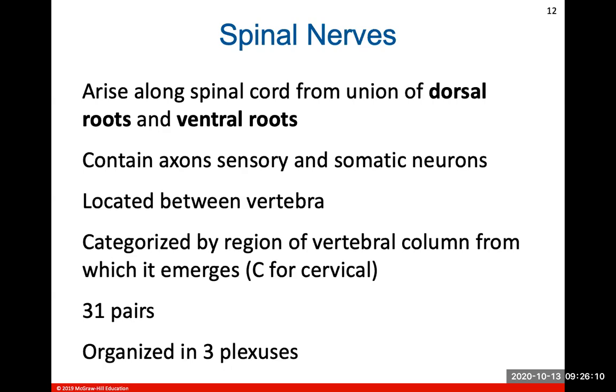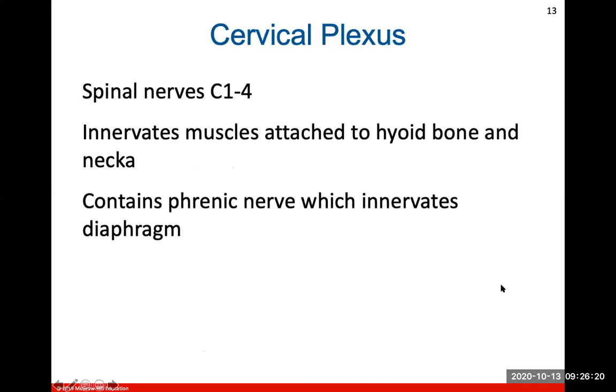You have 31 pairs of spinal nerves coming off of each side of the spinal cord, and they're organized in 3 plexuses, which are groups of spinal nerves. The cervical plexus is composed of spinal nerves C1 to C4. It will innervate muscles attached to the hyoid bone and neck. It will contain the phrenic nerve, which will innervate the diaphragm as well.